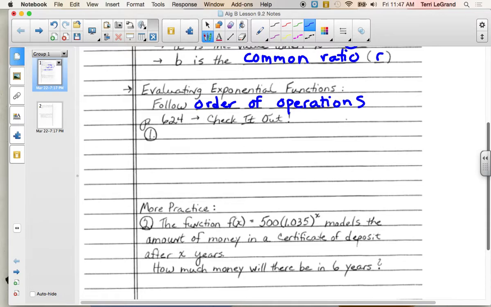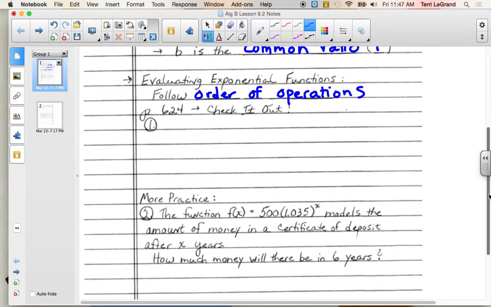So order of operations, it sounds to me like we're gonna do the exponent before we're gonna multiply by 8. That's kind of what's gonna happen here. Okay, I want your books open to page 624. Find the check it out problem number 1.